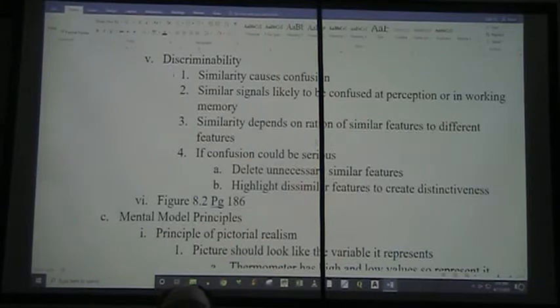All right, and our fifth principle is that of discriminability, right? This goes back to discussion about absolute judgment limits. If we have too much stuff, too many different signals, whether it's different color coding, different sounds, we're going to get overwhelmed. So, similarity is going to cause confusion. So they're likely to be confused at our perception or in our working memory.